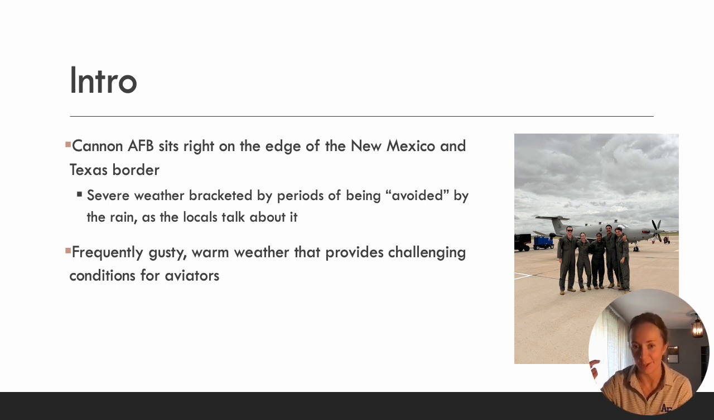That's me in the picture on the screen with some of my friends after we flew one of our flights. Behind us is the plane that I fly. You can kind of see some good weather coming in as well.